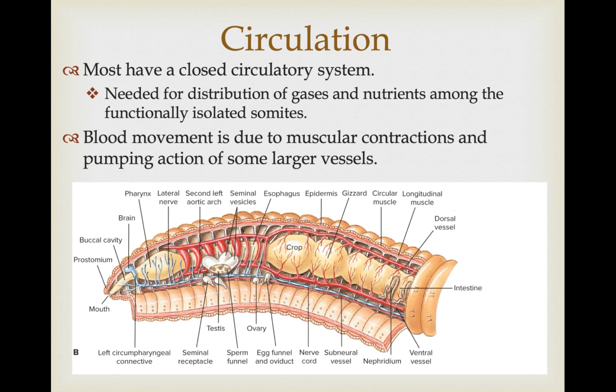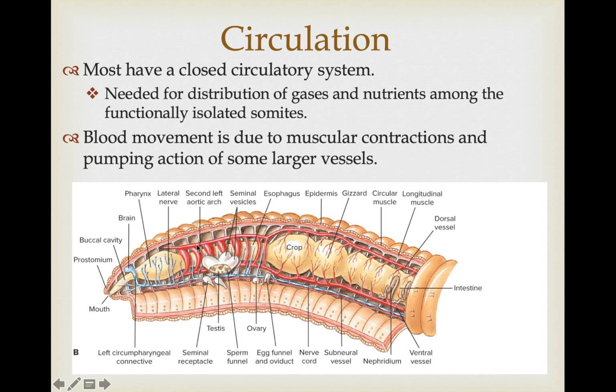Most annelids have a complete closed circulatory system. And this is because they need a good way to distribute gases and nutrients among these functionally isolated somites. So these somites really are separated, so an open circulatory system really wouldn't do a very good job. You have to be able to pierce those body septa with blood vessels to deliver the nutrients to each somite.